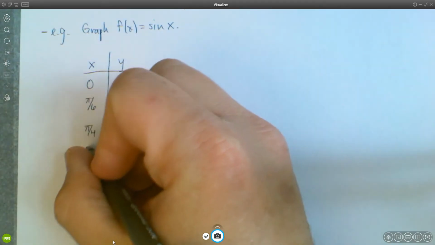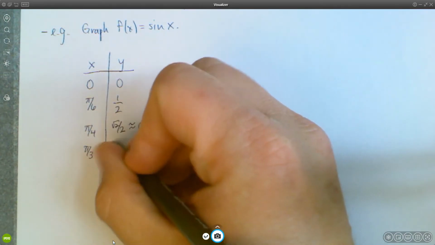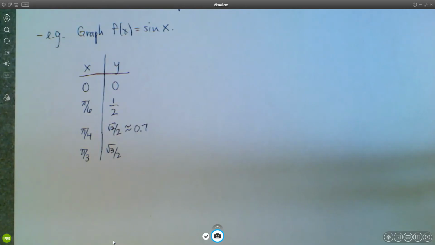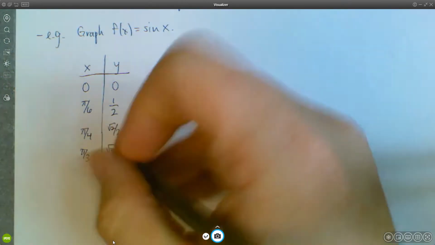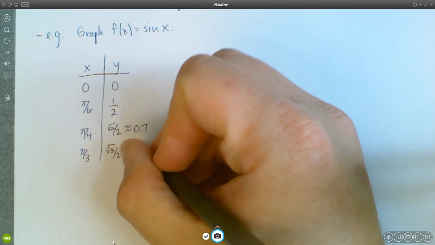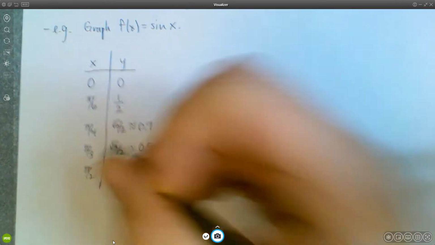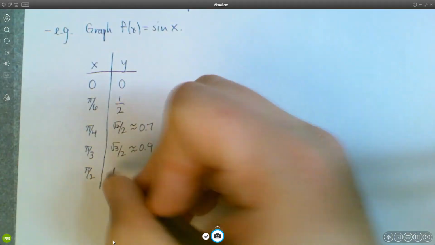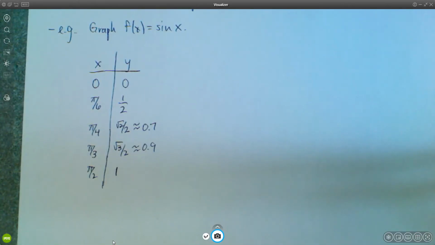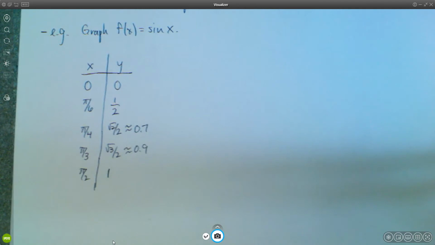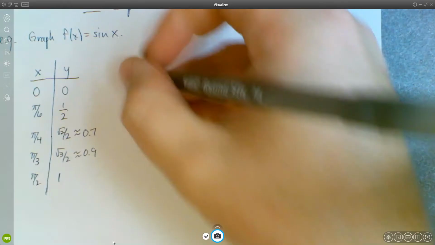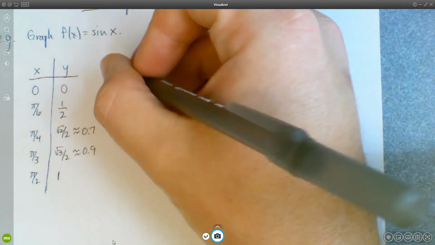Okay, pi over 3 is going to put us at root 3 over 2. Root 3 over 2 is about 0.9. And then finally, by the time we get to pi over 2, sine of pi over 2 is 1. Okay, and we can continue on in that way and go around the entire unit circle.